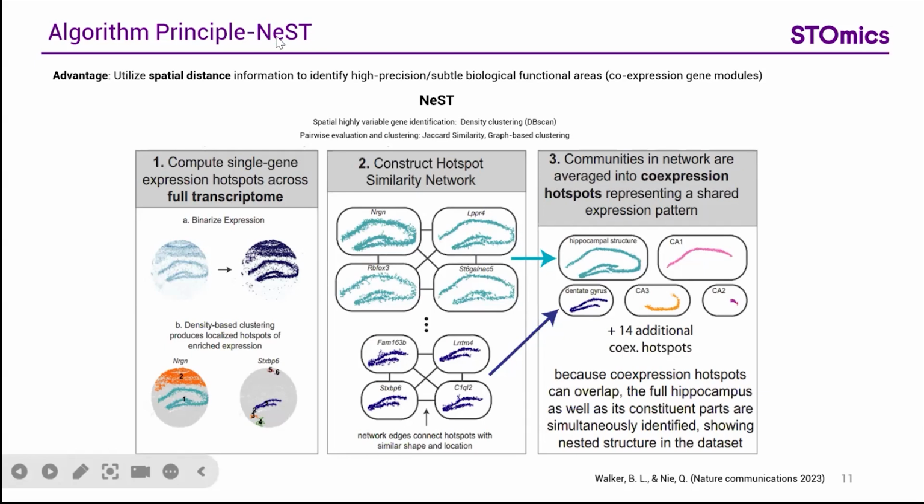Since it uses the spatial distance information, it can identify high precision or subtle biological functional regions. For example, it can finally distinguish regions of the hippocampus, such as CA1, CA2, CA3, and DG. The schematic diagram clearly illustrates this.